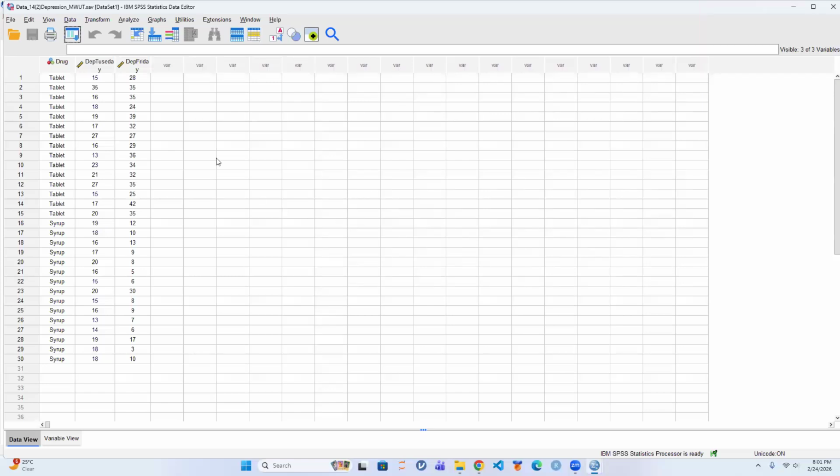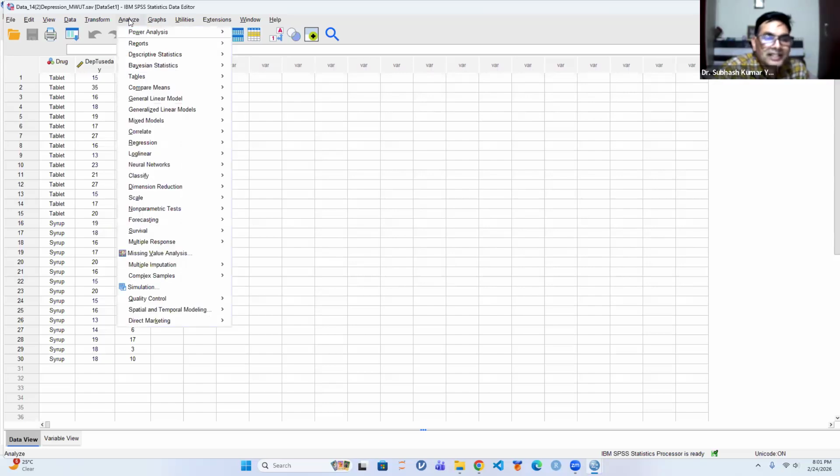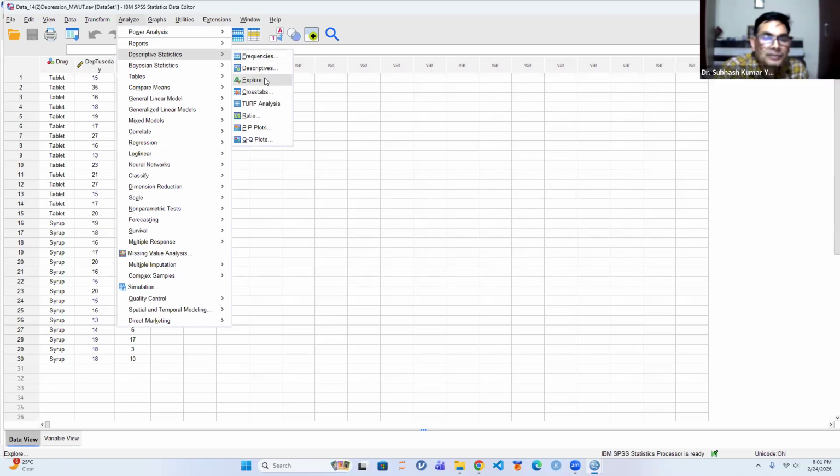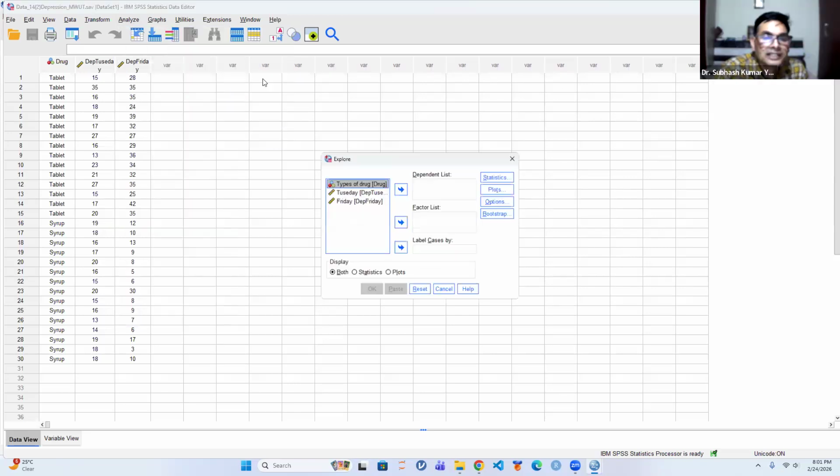Okay, sir. So let us do that. Go to Analyze. Is it clear? Yes, sir. Then go to Descriptive Statistics. Then go to Explore. Look, the Explore option is showing here. Yes, it is showing, sir. Now just click on that.